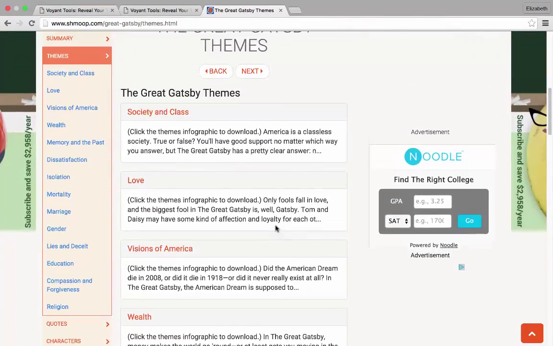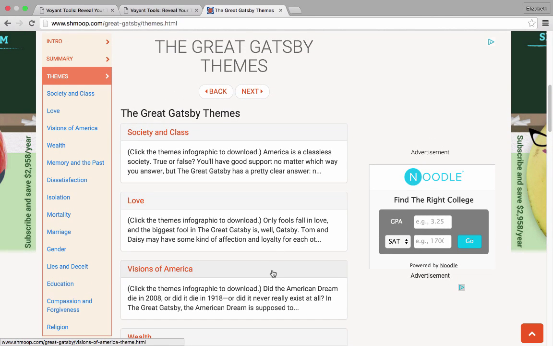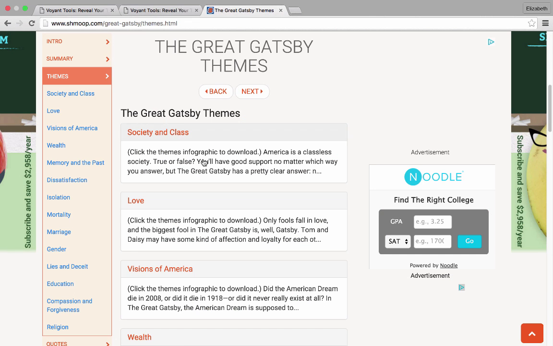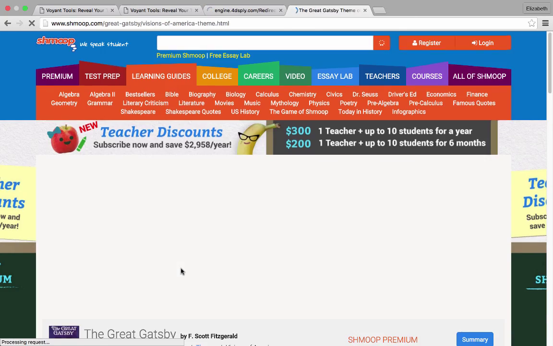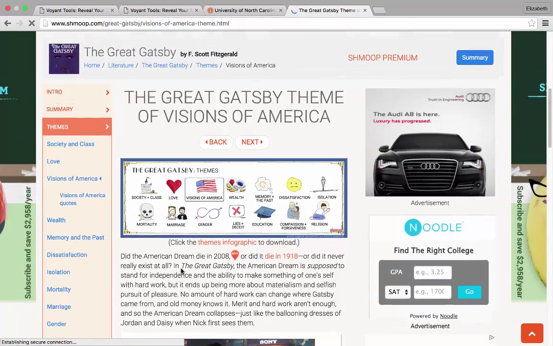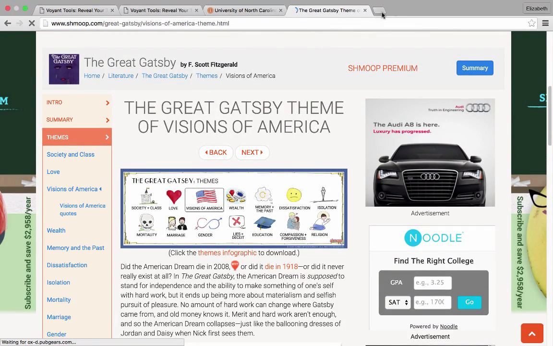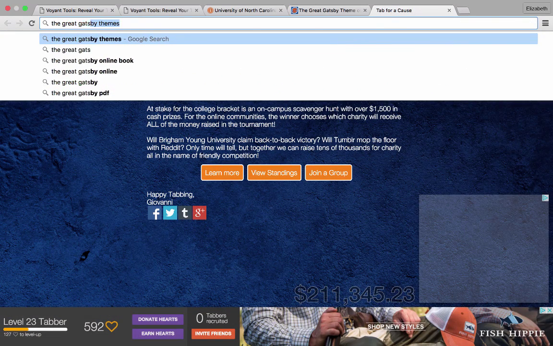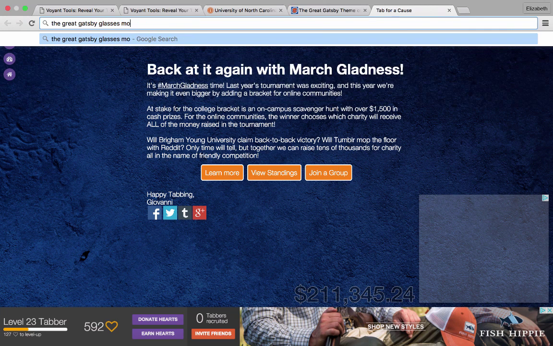When looking at the themes of The Great Gatsby, which are mentioned on Shmoop, you're going to see things like society and class, love, visions of America, which, yes, visions of America can be represented by eyes, although I don't think you're going to necessarily pull that out just by looking at the word eyes within this cloud of words. You're going to see visions of America that are represented by the eyes of Dr. T.J. Eckleburg throughout the book, but the word Eckleburg is not mentioned within this bubble of words. There are many themes that are not said on the word bubble that are represented throughout the novel.